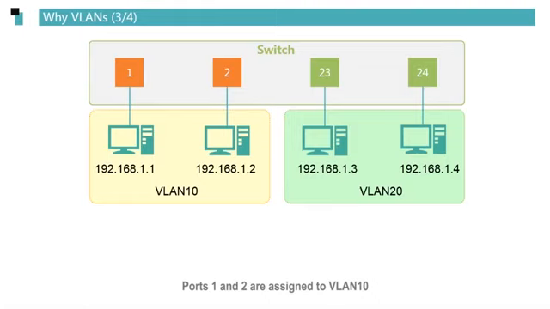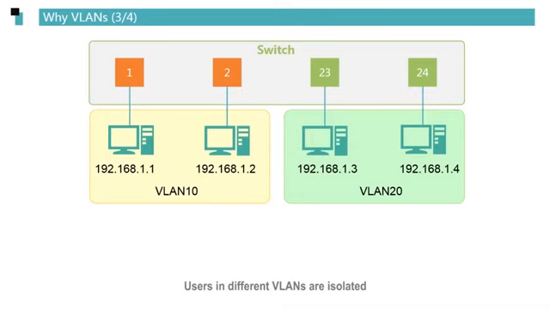Ports 1 and 2 are assigned to VLAN 10, and ports 23 and 24 to VLAN 20. PCs connected to ports 1 and 2 are added to VLAN 10, and they are within the same LAN and broadcast domain. Once IP addresses on the same network segment are assigned to the PCs, these PCs can communicate with each other. Ports 23 and 24 within VLAN 20 belong to another VLAN and broadcast domain. PCs within VLAN 20 can communicate with each other.